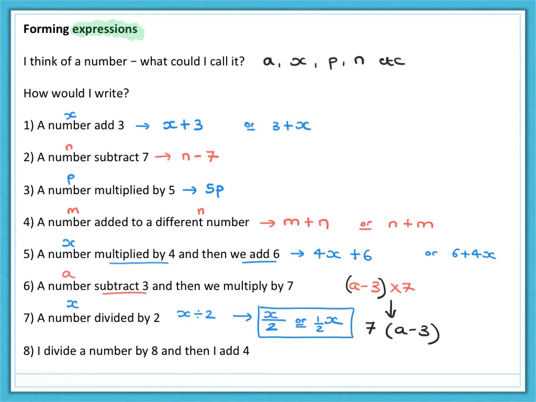Number 8, I think of a number, let's call it p, and I divide my number by 8, so that's p divided by 8, and then I add 4. So there we have it. Now, some of you will try and put brackets in here, you don't need them. BIDMAS tells you you've got to do this division first before you add the 4. So there's no need to put brackets around the p over 8, it will automatically happen first.